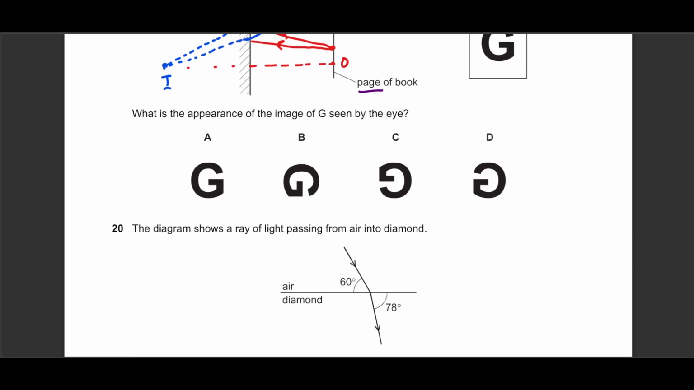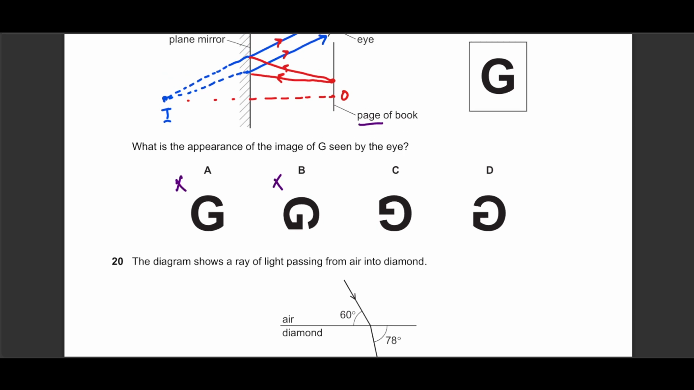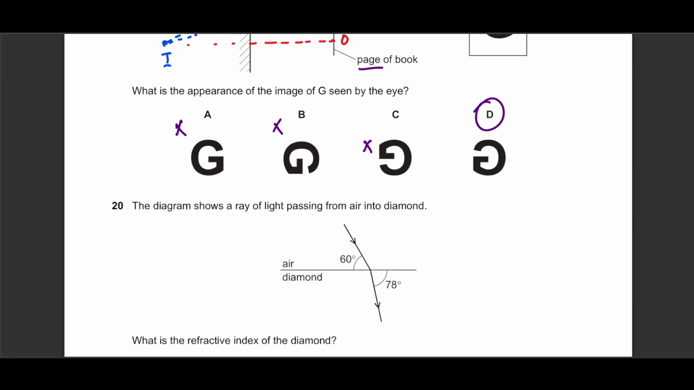The appearance would be very obvious. It's not going to be exactly the same. It's not going to be like A. It's not going to be like B. It has to be either C or D in terms of confusion. The plane mirror does not invert the image. It keeps it the same, but it laterally inverts, which means the left of the object will be the right of the image, and the right of the object will be the left of the image. So it will be option D.